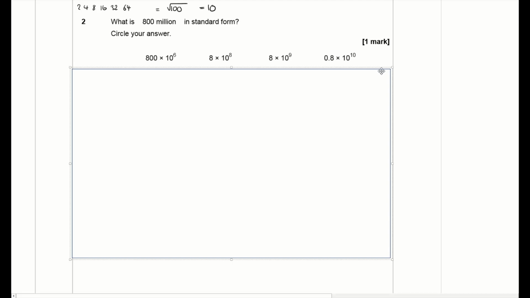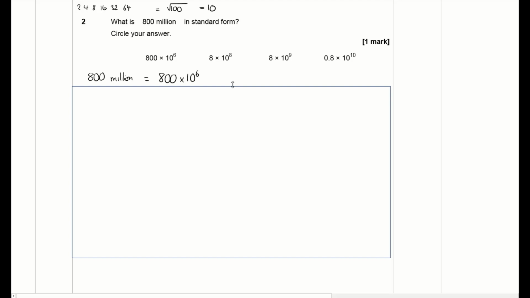Now if you look at all of the answers here, you can see that technically they've all done that already, 6, 8, 9 and 10. So they're already using integers. The real question here is, what is a million itself written as a power of 10? Now a million has got 6 zeros after it, which means it's actually 10 to the power of 6. Now 800 million is actually 800 times 10 to the 6, but as said previously, 800 is not acceptable for writing in standard form because it's not between 1 and 10.